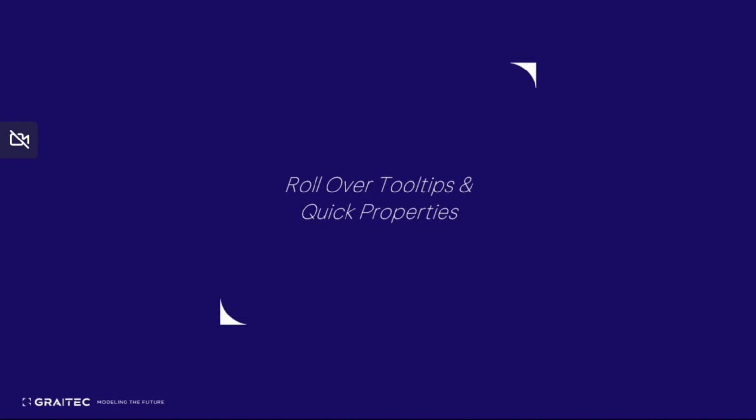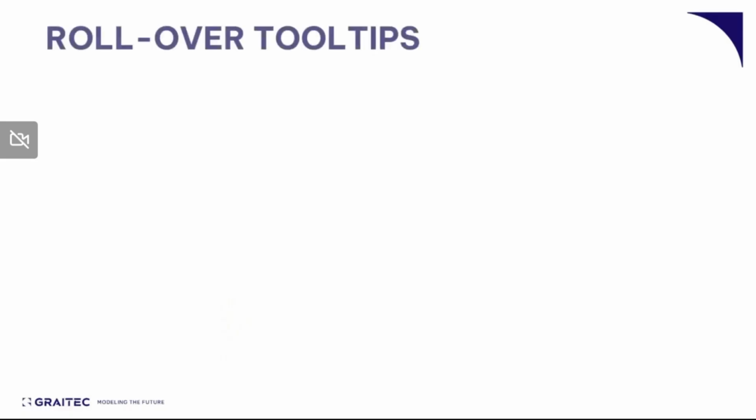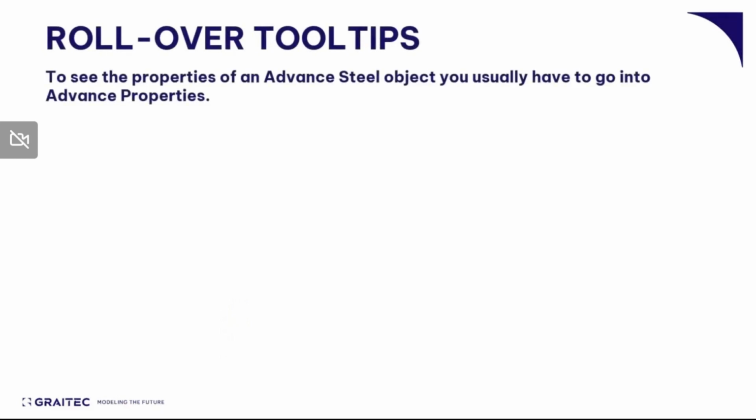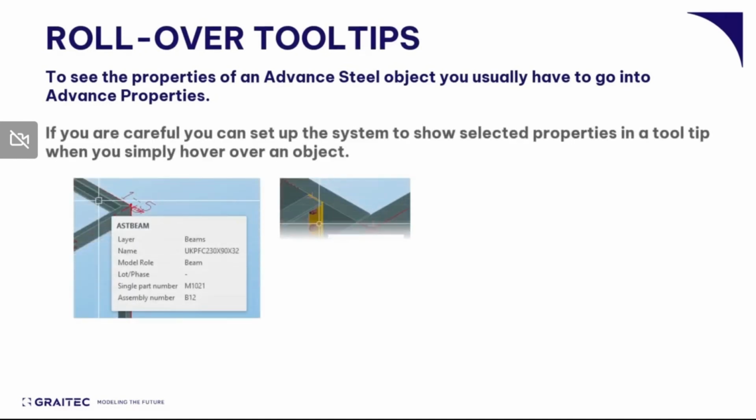Now we can move on. The next one is rollover tooltips and quick properties. What do we mean? Well, rollover tooltips. To see the properties of an advanced steel object, you normally have to double click it to go up to advanced properties, and then you can read all those different properties.